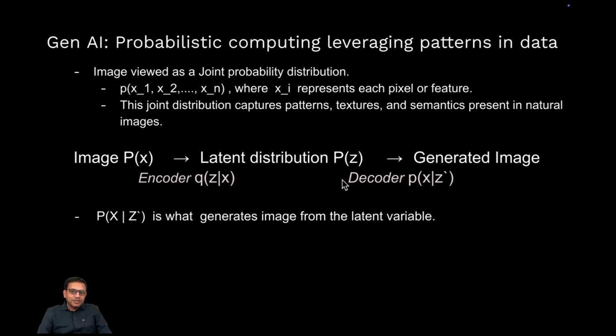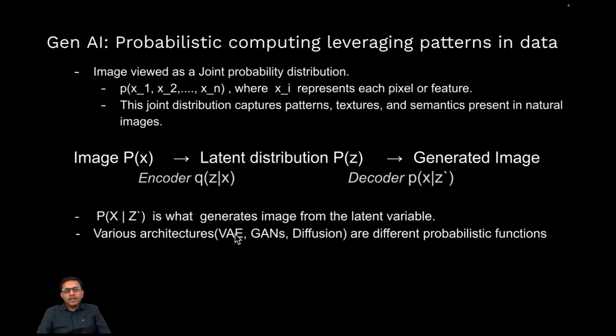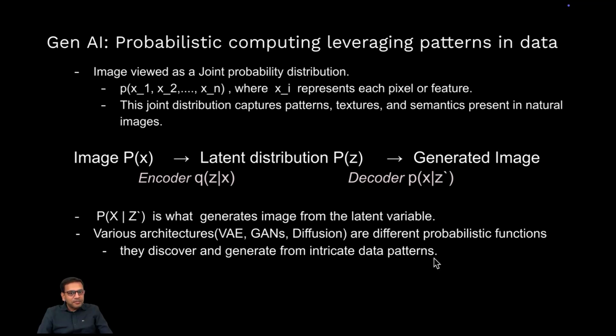So it is actually this function which is generating the image. This is the generative part of it, and its values were set during training. The decoder gets defined during training, and then it becomes capable of generating images. Various architectures, whether VAEs, GANs or diffusion, are nothing but different probabilistic functions. The latent space may look different, and the way it traverses within that is different, but the capability to discover the patterns and generate from them is what the probabilistic functions are able to achieve.